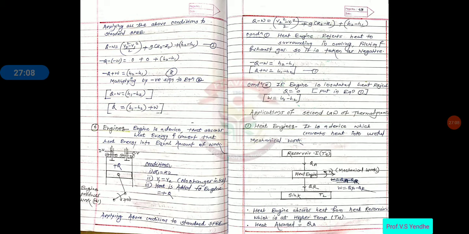Then condition number 2: if the engine is insulated from the outside, no heat is rejected. That means Q is equal to 0. So whatever work is produced is calculated by using this formula: W is equal to H1 minus H2. In this way we have seen all the steady flow energy equations for the various devices.